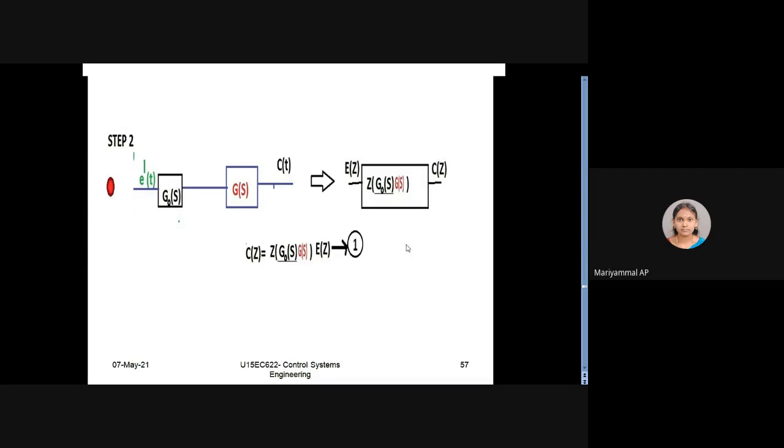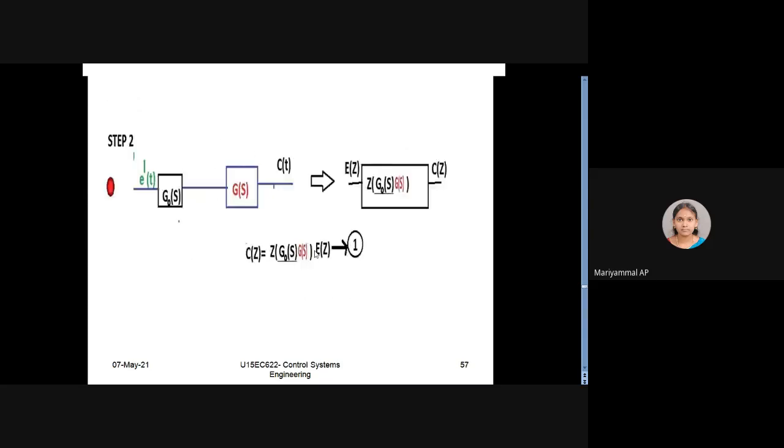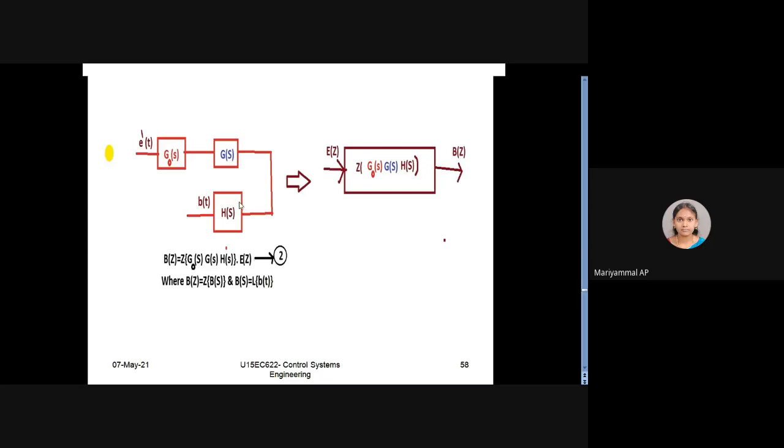So how do we write it here? C(z) equals the z transform of G0(s)G(s) multiplied by the input signal E(z). So that is the forward path we simplified. Then another part is there. What is that? It is included with your feedback, that is H(s).